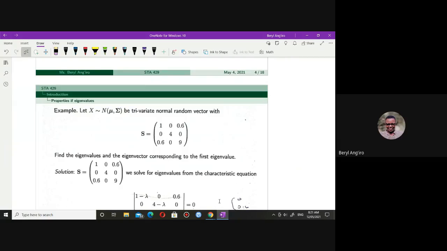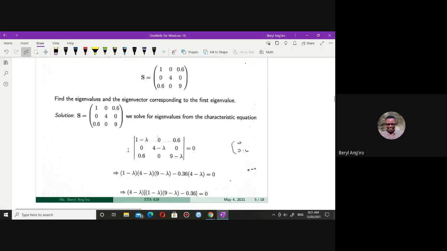So if you're given this, X is a trivariate normal vector, and we're given S as this matrix, find the eigenvalues and the eigenvector which corresponds to the first eigenvalue. So here we have that S is given by that, so we need to solve the eigenvalue. For the eigenvalue, we solve the characteristic equation, that is the determinant of A minus lambda times the identity matrix equals 0.